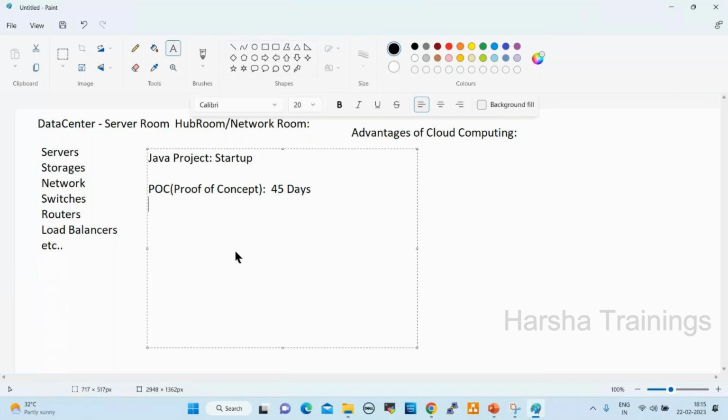For this POC, the client asks you to take 3 development servers, 3 QA servers for testing, and 3 production servers, right? So why do we require 3 types of servers? We can take only one server, right? Why do we need to take 3 types of servers here?